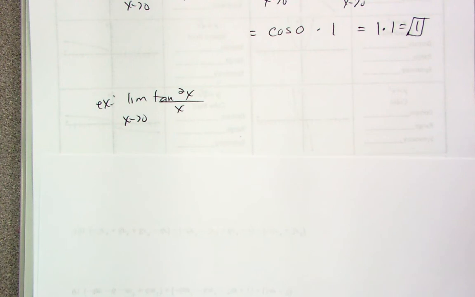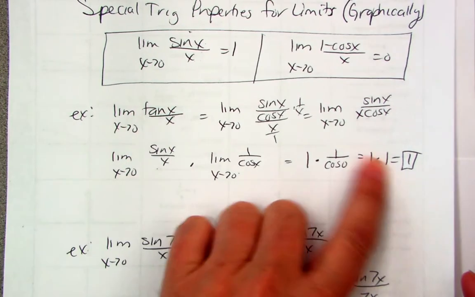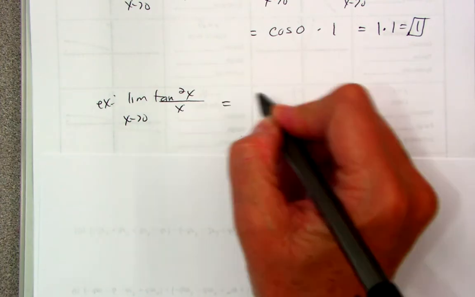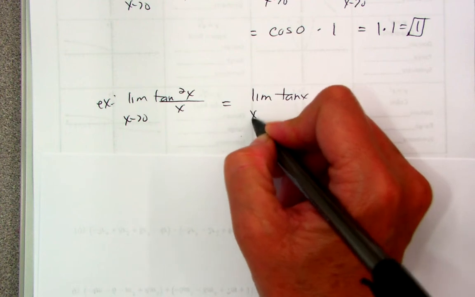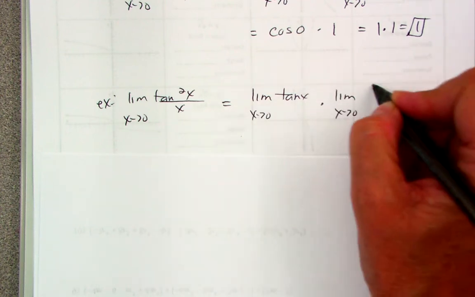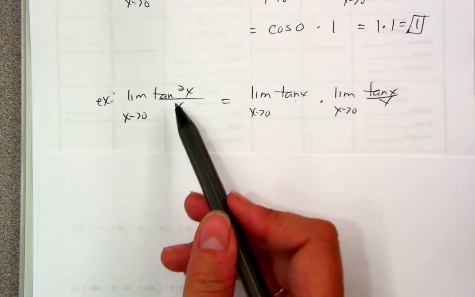Next example. The limit of tangent squared of x over x as x approaches 0. If you remember, we just got done doing a problem. In fact, our first example was tangent of x over x, and that equaled 1. So watch what I can do with this. The limit of tangent of x as x approaches 0 times the limit as x approaches 0, tangent of x over x. I multiply this back together, I get this.